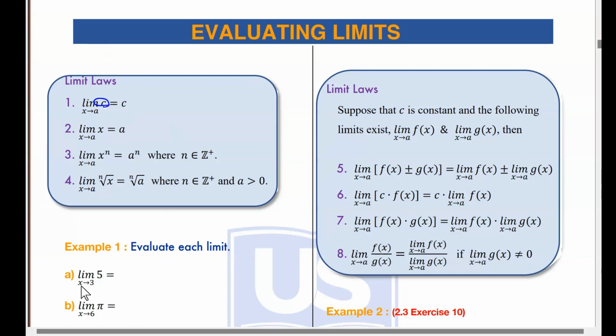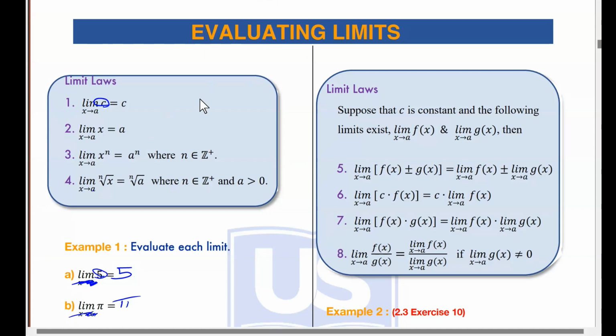For example, limit as x approaches 3 of 5. I don't care what I have here as x. Regardless of what x I have, it's always the number written beside the limit, which is 5 here. Similarly, limit as x approaches 6 of pi is itself, which is pi. The result is not 6. The value of x doesn't matter here. The function is constant, so the result is the same constant.